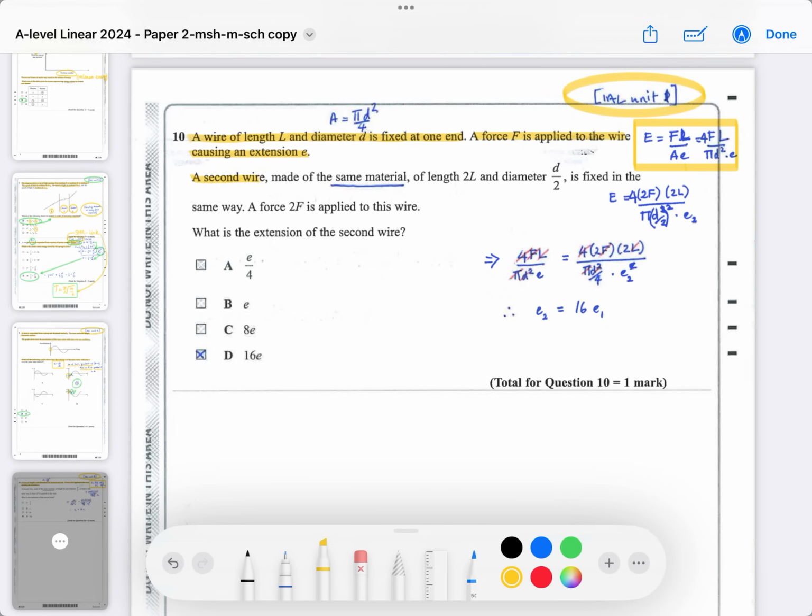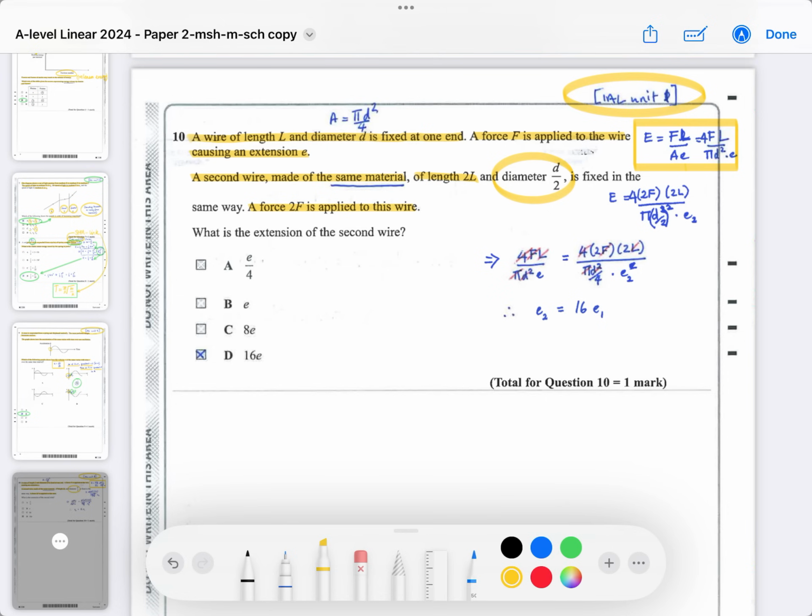A second wire made from the same material, this time the length is doubled, 2L, and the diameter is halved compared to before, and it's fixed in the same way as before, and this time a force of 2F is applied to the wire. So this is just manipulating all of this. So originally the Young's modulus will be FL over AE, because we're just using F, L, E and A, yes? And A is pi d squared over 4.